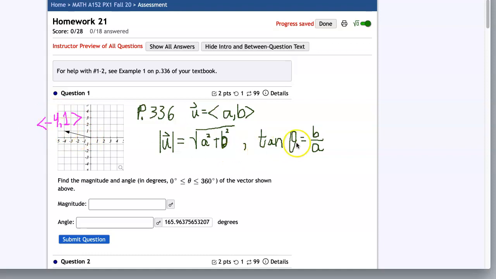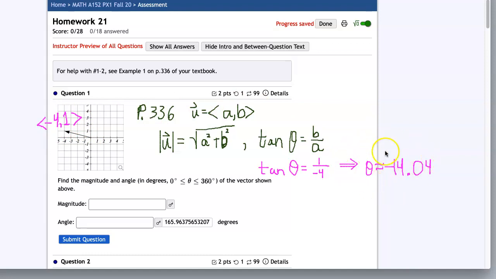And then you can use tan theta is equal to negative 1 over 4, or rather 1 over negative 4, according to this formula. Now, you've got to be careful that when you type in tan inverse into your calculator in this way, you're going to end up with theta is equal to negative 14.04.